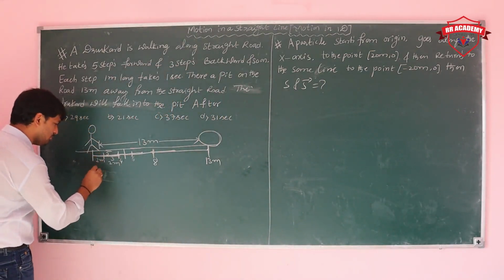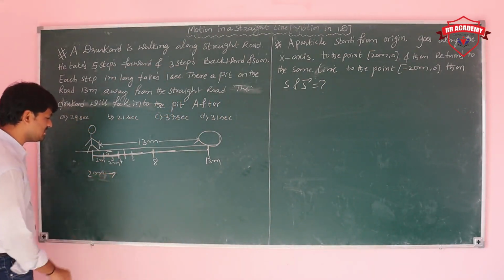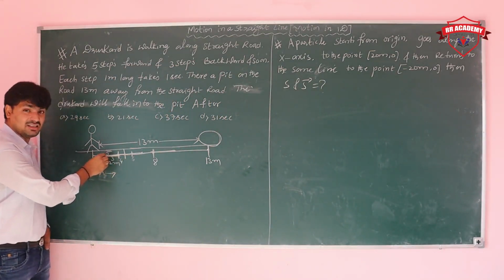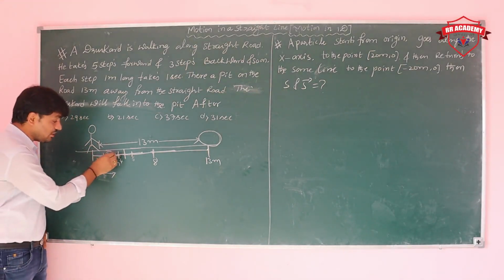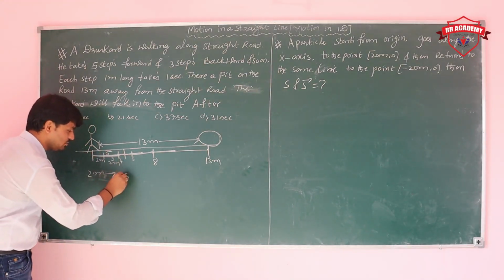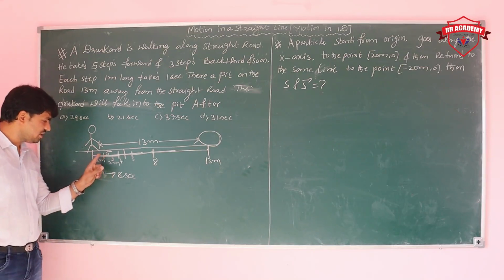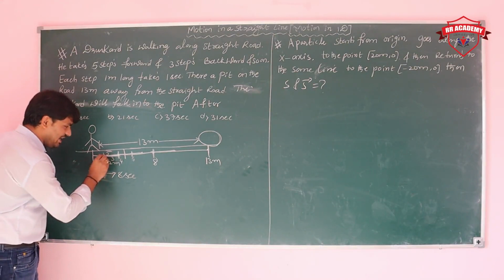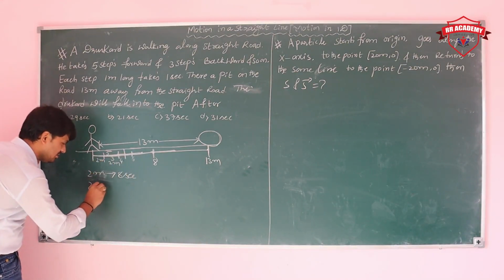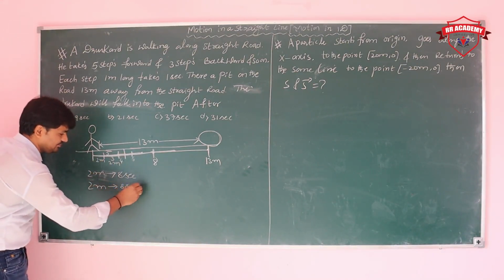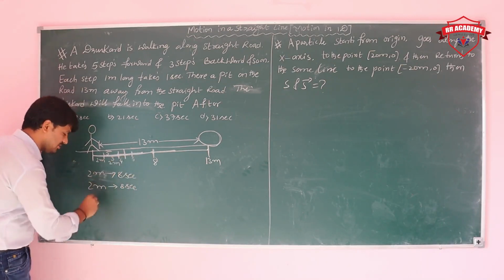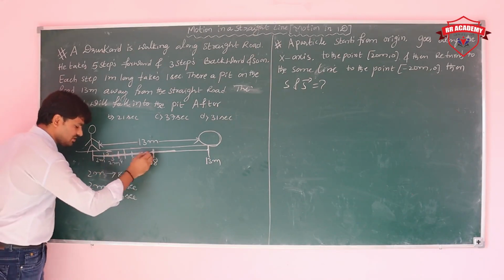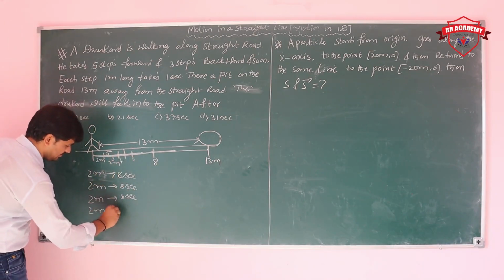Time is positive. So to travel 2 meters of displacement, how much time did we take? Once again, 5 meters forward, 5 seconds, 3 meters backward, 3 seconds. He took 8 seconds to travel 2 meters. From here to here, 2 meters of displacement, how much time did he take? 8 seconds. Again another 2 meters, another 8 seconds. Another 2 meters, another 8 seconds. Another 2 meters, another 8 seconds.